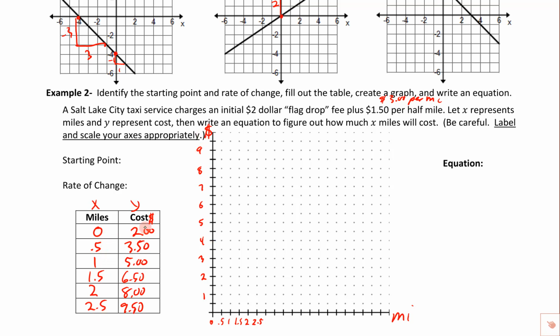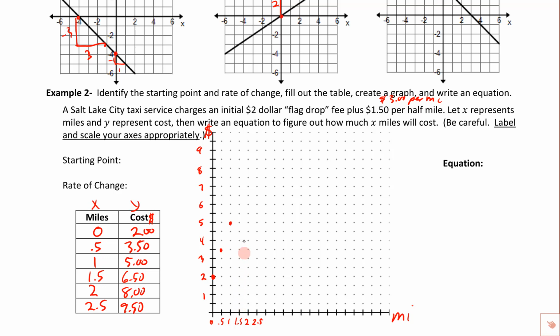So when we start off, it costs $2 just to get in. Okay, there's our flag drop fee. After a half a mile, it's going to be $3.50, so that's going to be right here. $3.50 after half a mile. After 1 mile, it's going to be $5, so $5 is right here. Now, this makes me feel a little bit better. We've scaled the axis and we're starting to graph these data points, and notice that it makes a nice straight line.